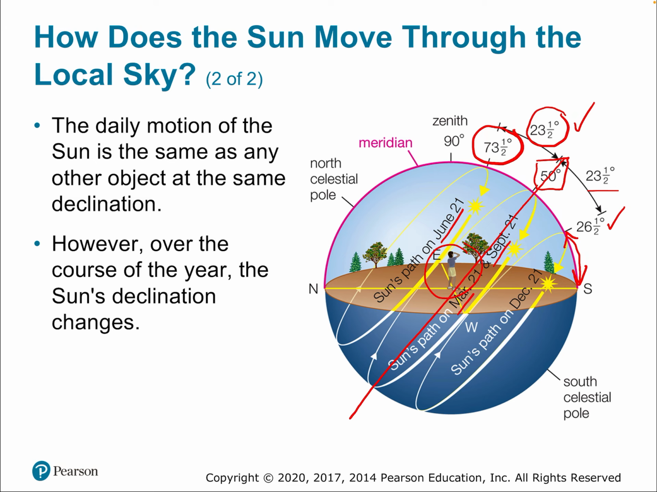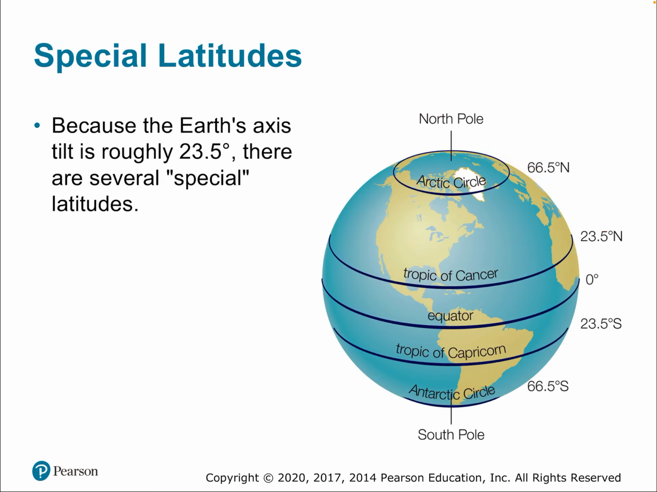How do we know that? Because we know that on the equinox, the sun is at the celestial equator, and we know that the difference between where the celestial equator is relative to your zenith and horizon is the altitude above the horizon. Pretty neat idea. Okay, so let's talk about some special latitudes.